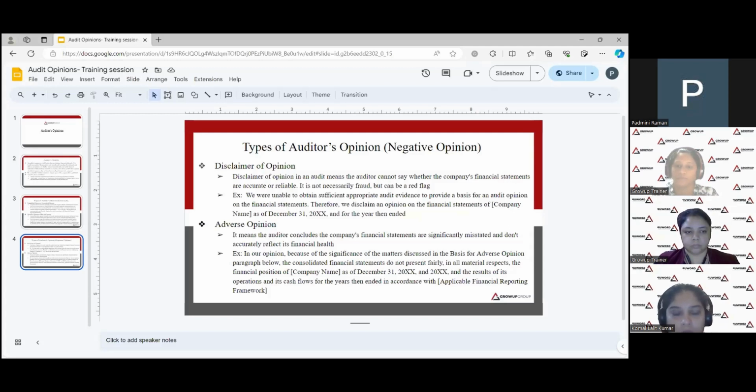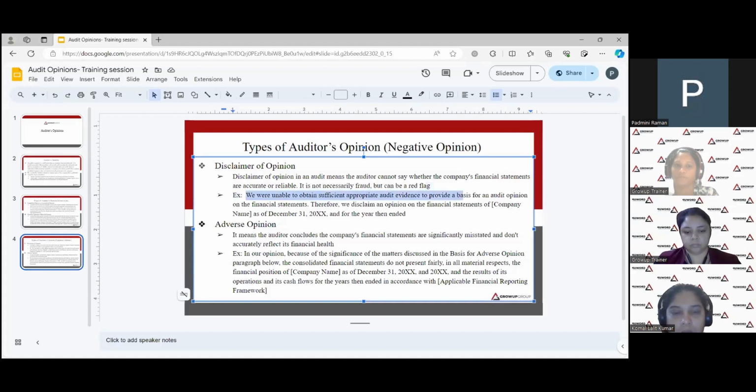This is not a major red flag, but you need to know why auditors have issued such an opinion if you are looking at the auditor's opinion. This would be the wording they generally use: we are unable to obtain sufficient appropriate audit evidence, so we are disclaiming this. We are not able to provide an opinion on the financial statements.